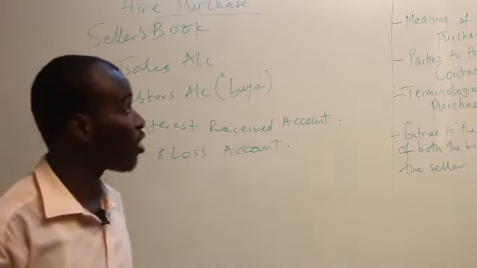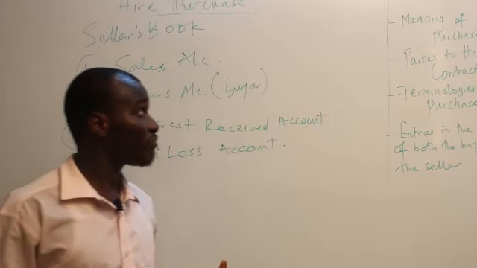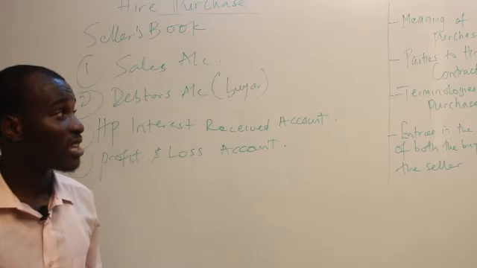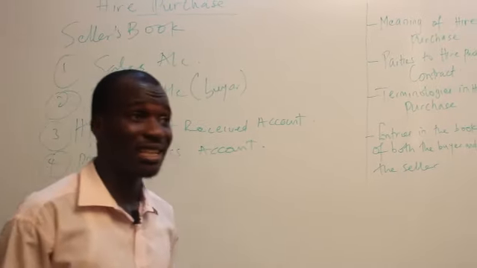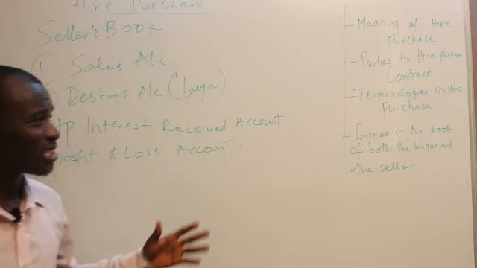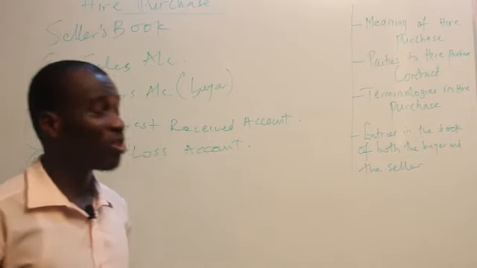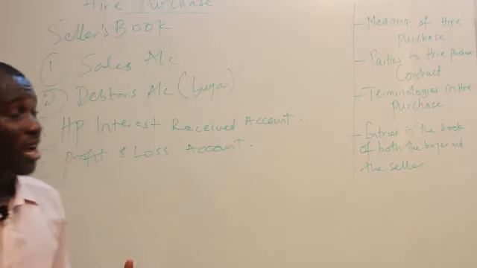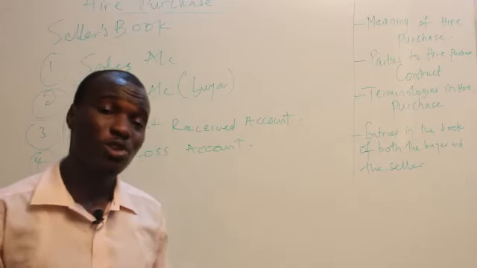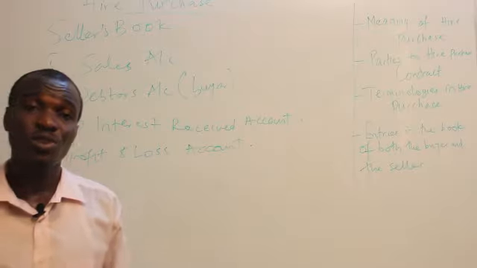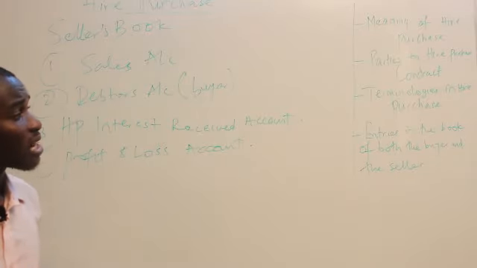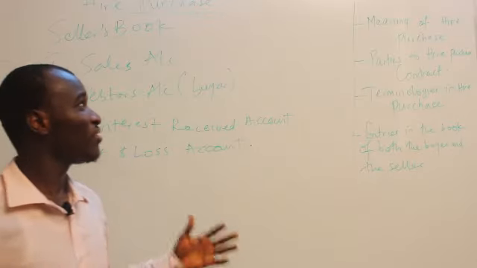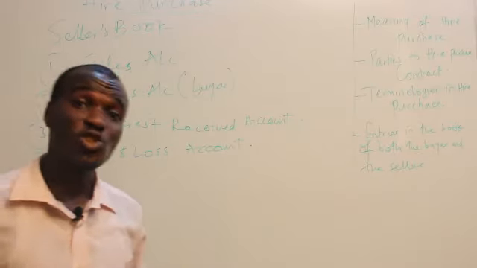So we've done a lot on hire purchase transactions. We've explained the meaning of hire purchase. We looked at the parties in a hire purchase contract, that is the buyers and the sellers. We also talked about the terminologies in the hire purchase transaction: the hire purchase price, cash price, the deposits, the installment payment, and the hire purchase interest. Then we also looked at the hire purchase transaction in the book of the buyers and in the book of the seller. So if you have any difficulties with this topic, do not hesitate to repeat your video.